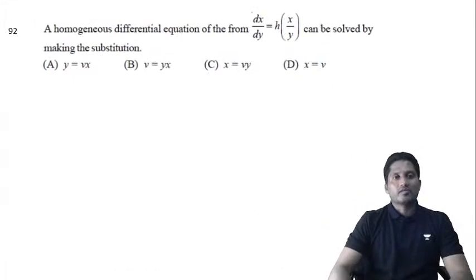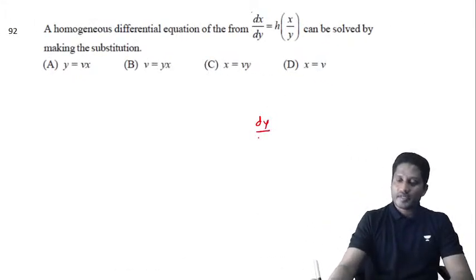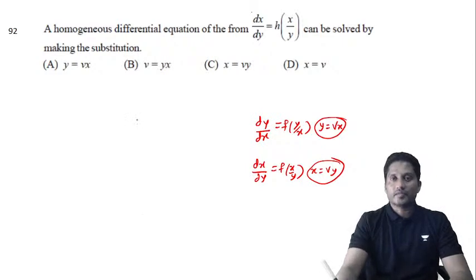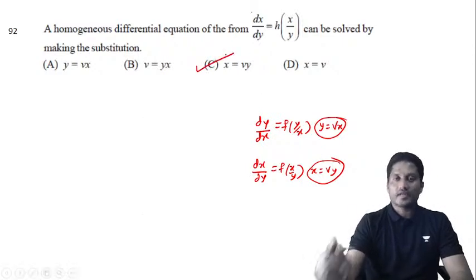Right. Question number 92. The homogeneous differential equation. Whenever you have dy by dx equal to a function of y by x, you will put y is equal to vx. And if you have dx by dy equal to a function of x by y, then you will put x is equal to vy. So this is a function of x by y, you will put x is equal to vy. Answer is option C.